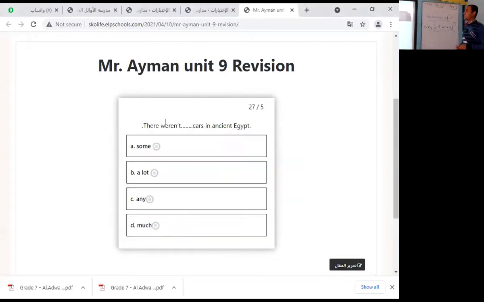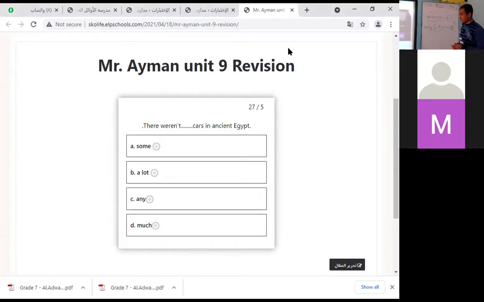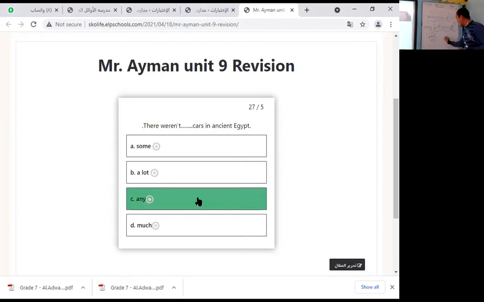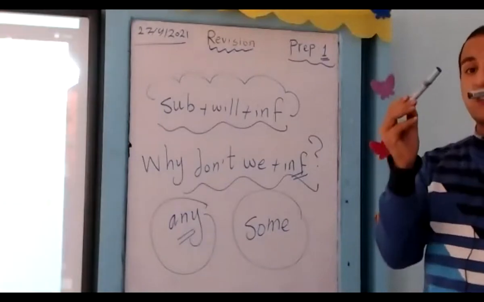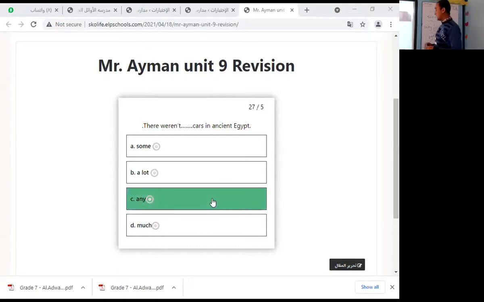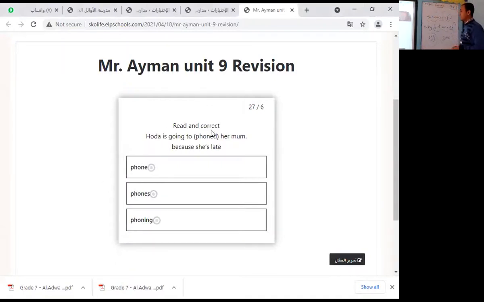Number five, choose. There weren't cars in ancient Egypt. There weren't, this is a negative sentence. We can use some, a lot, any, or much. Yes, because we have a negative, there weren't, we use any. Any is used in negatives and in questions, but some is used in affirmative sentences, for example, I have some markers, there are some people, and so on. So the answer is there weren't any, C.